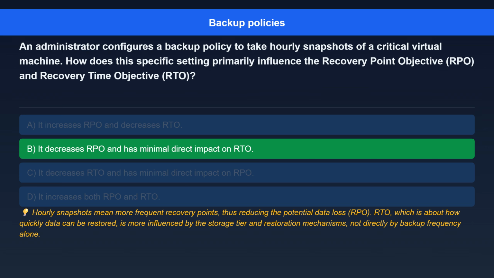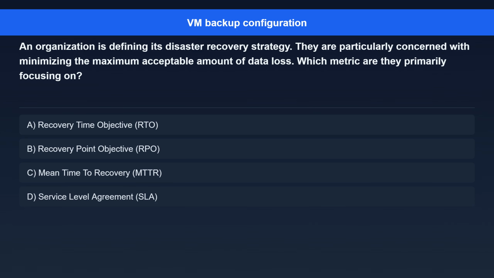Here's the explanation. Hourly snapshots mean more frequent recovery points, thus reducing the potential data loss. RTO, which is about how quickly data can be restored, is more influenced by the storage tier and restoration mechanisms, not directly by backup frequency alone. Question 7. An organization is defining its disaster recovery strategy.